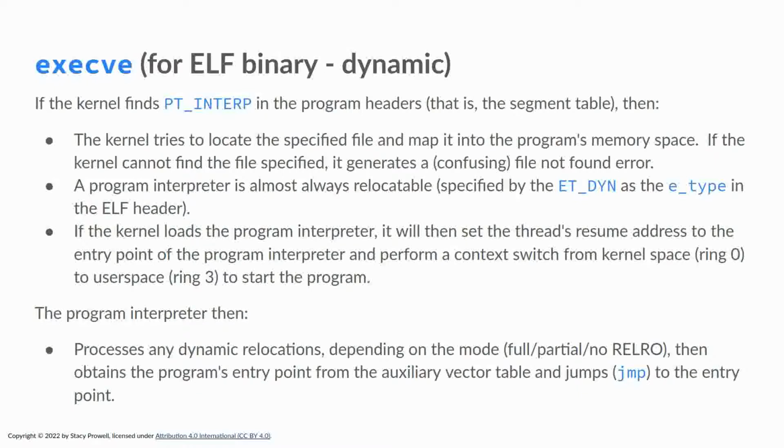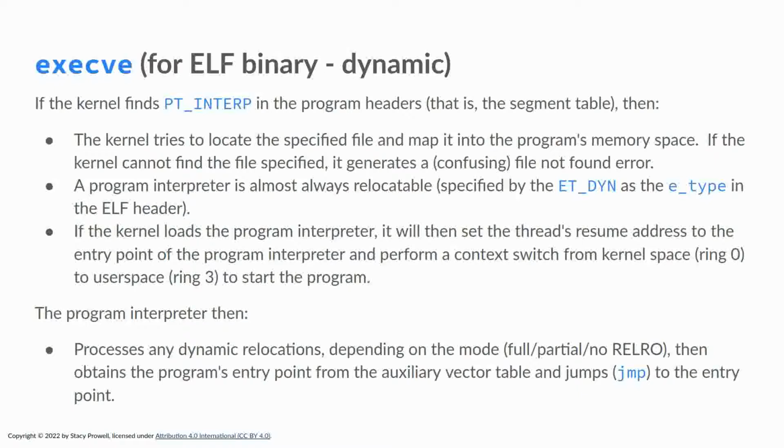The kernel loads the program interpreter, and it will then set the thread's resume address to the entry point. Remember, I'm running in the kernel, and your program is over in user space. In order to actually transfer control to your program, I have to do a context switch from kernel space to user space. So I basically say the thread should resume at the entry point of the program interpreter. And then I do a context switch. Basically, I do an RTI, which takes me from kernel space, ring 0, into user space, which is ring 3. Hooray. Now the program interpreter is running.